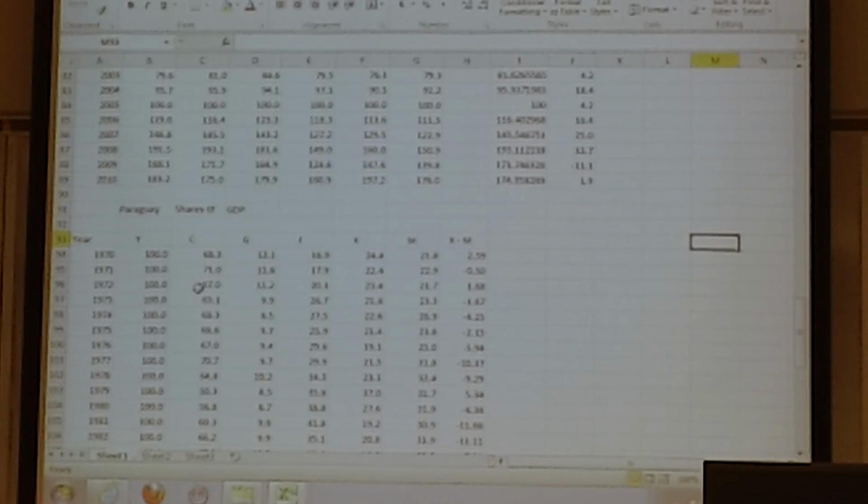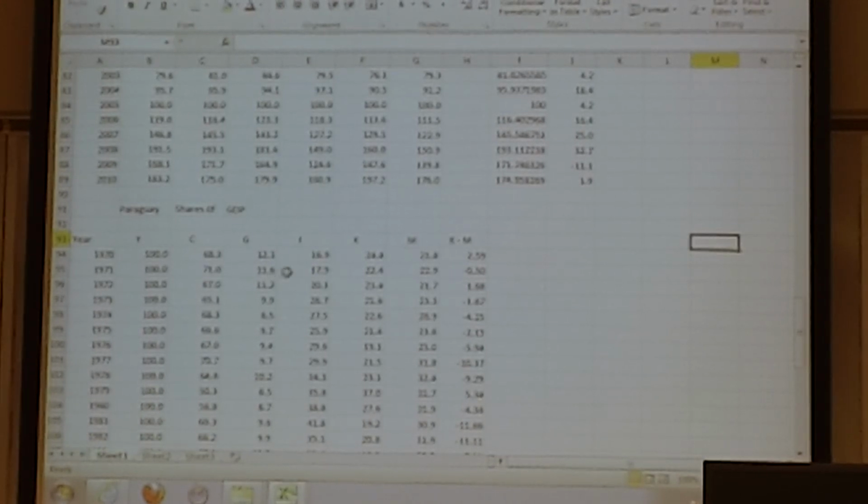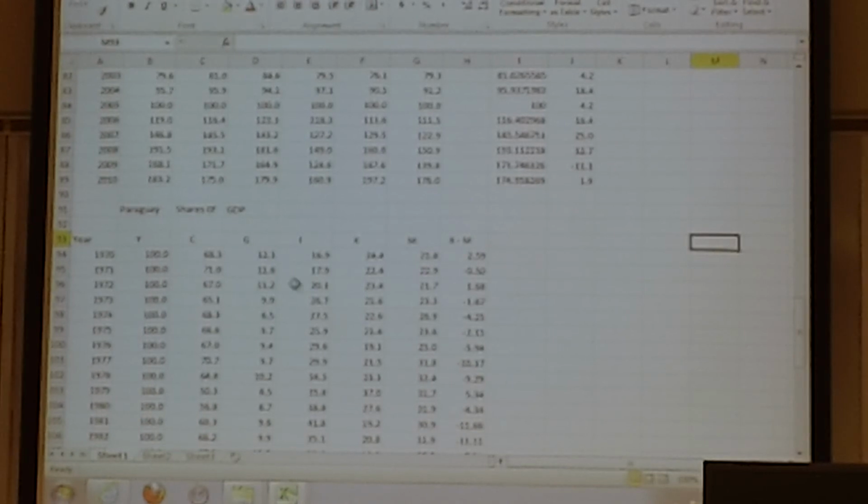When we got to 1971, household consumption went up. Government consumption went down, that's good. Investment went up, that's good. Exports went down a little bit. Imports went up a little, but they were even. That's a very good thing. This country was probably importing capital goods to finance this increase in investment. Increase in investment finances imports of capital goods.